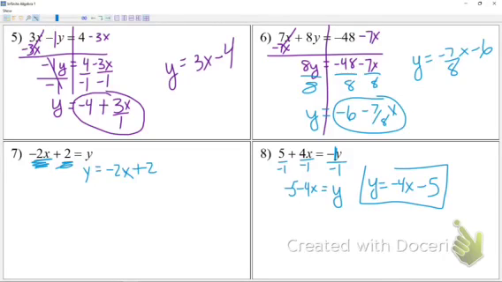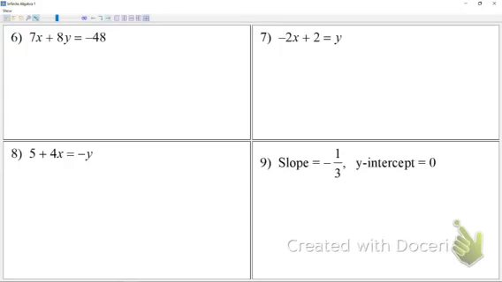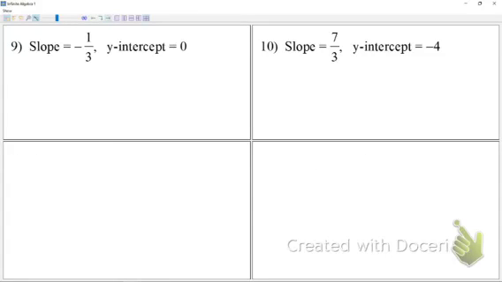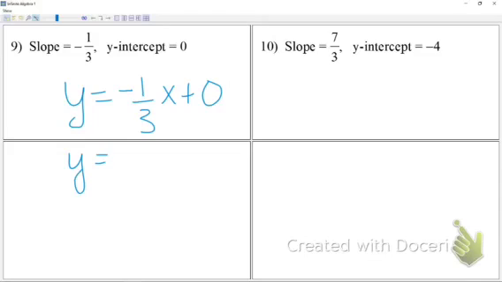Okay? Your next two problems. I flat out tell you your slope is negative 1/3, your y-intercept is 0. So y equals negative 1/3x plus 0. If you left it as y equals negative 1/3x, that's fine too. If you do not have your x, I will take off points.